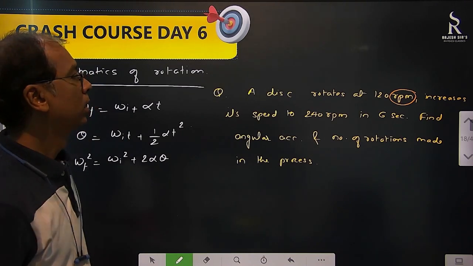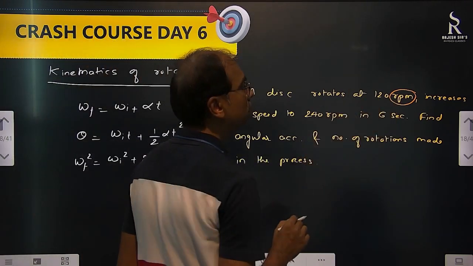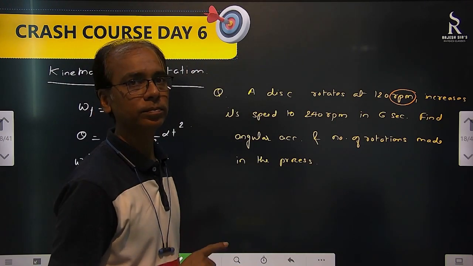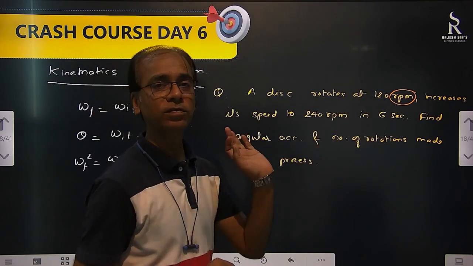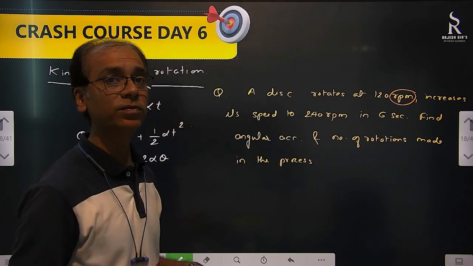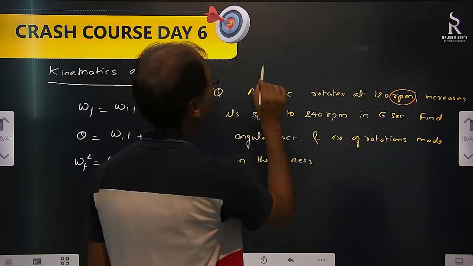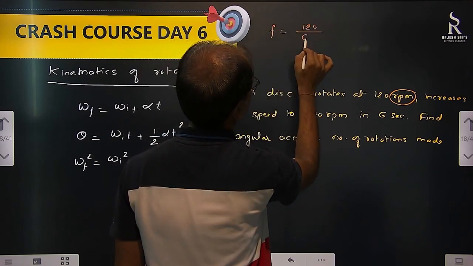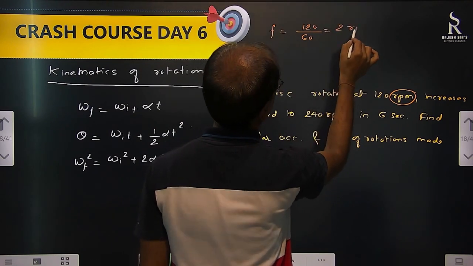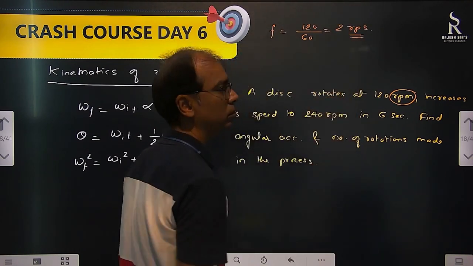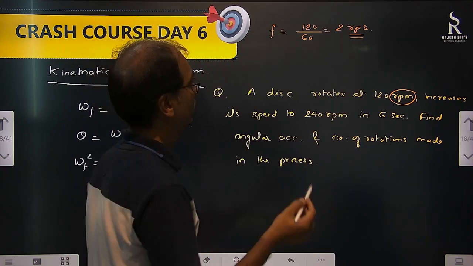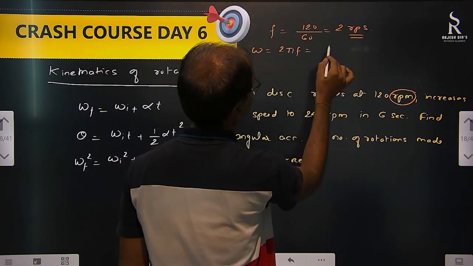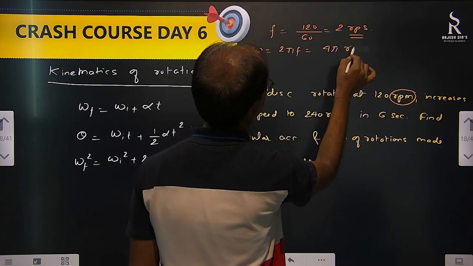Correct? So each revolution is actually 2 pi radian. And here it's in minutes. First of all, convert that in seconds. Bring its frequency first. So frequency is in rotation, revolutions per second. So 120 by 60. So it becomes 2 RPS. Now this is frequency. And omega is 2 pi into frequency. That way you remember, better it is. So that means it will be 4 pi radian per second.